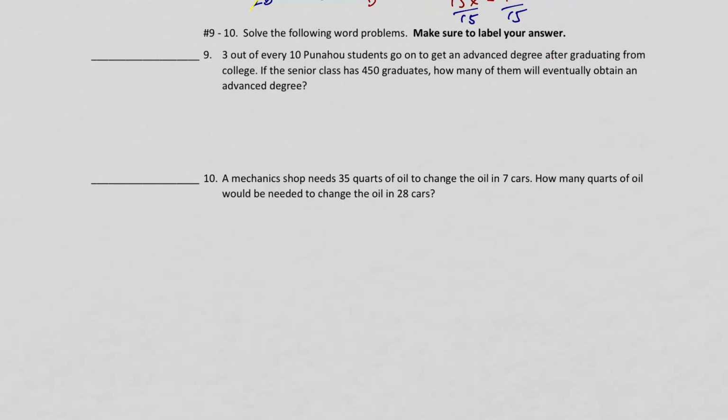Okay, in this problem we have students, Punahou students, and those that go on to get an advanced degree. So I'm going to put students and then advanced degree. All right, 3 out of every 10 students, so 10 total students, 3 of them get advanced degrees. That's one fraction. And then the second fraction, and by the way, it doesn't matter what you put up on the top and bottom as long as you're consistent, which is why I did it like that. Anyway, if the senior class has 450 students, that's that. How many of them get advanced degrees?